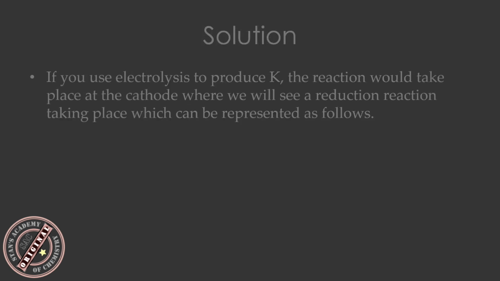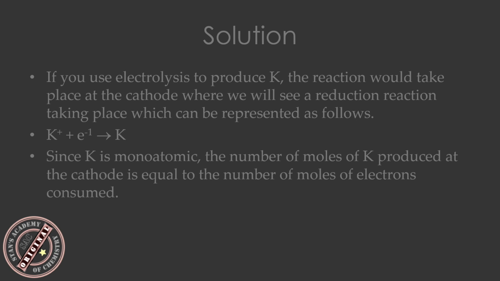So if you use electrolysis to produce potassium, the reaction would take place at the cathode, where we will see a reduction reaction, which can be represented as follows. So this is the reaction taking place at the cathode: K+ plus e- gives you K. Ionic potassium changes into atomic potassium and it exists as a solid. Since K is monoatomic, the number of moles of potassium produced at the cathode is equal to the number of moles of electrons consumed, or the number of moles of electrons flowing through the circuit for 1000 seconds.